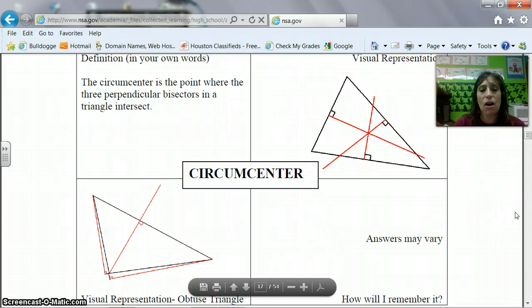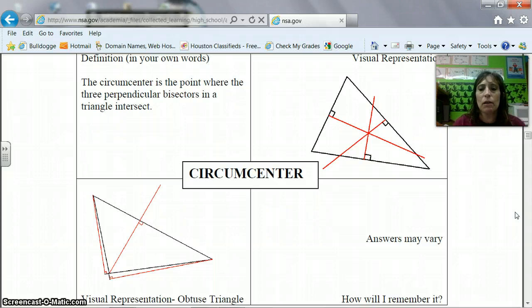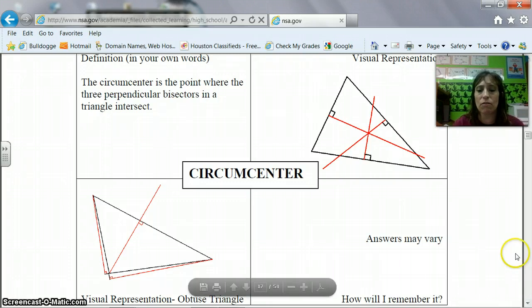And where it says, how will I remember it? That one's kind of up to you, because circumcenter, it makes a circle, but, well, you can't actually see the circle, but sometimes the point is inside the triangle and sometimes it's not. So that one's a little bit trickier. So hopefully you can think of a good one and you'll have that filled in and we can talk about it tomorrow.